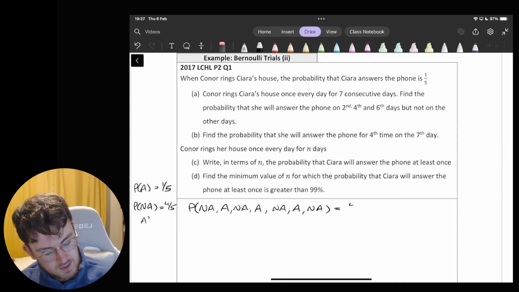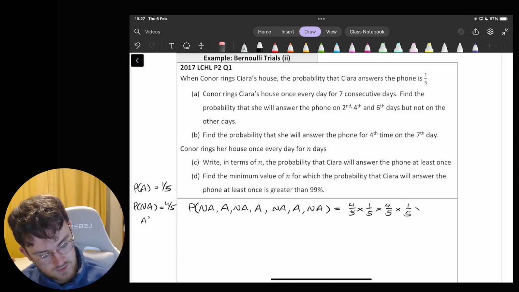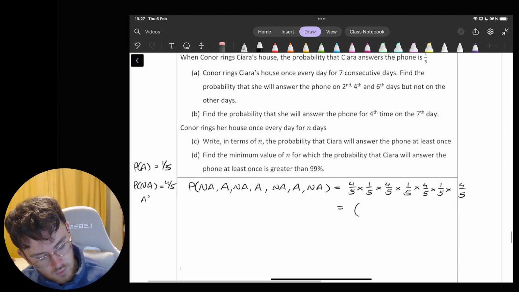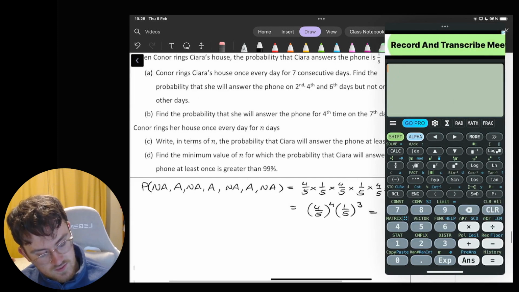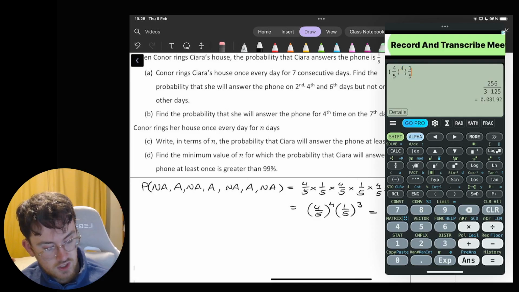So we're basically saying we want 4/5 times 1/5 times 4/5 times 1/5 times 4/5 times 1/5 times 4/5. Okay, and simplifying that down here, we're going to end up with 4/5, which is the probability she doesn't answer on 4 of the days, and 1/5, which is the probability she does answer on 3 of the days. So you should maybe recognize here that this is very, very similar in layout to a Bernoulli trial, but the only thing that's missing is the choose or the combination at the start here.